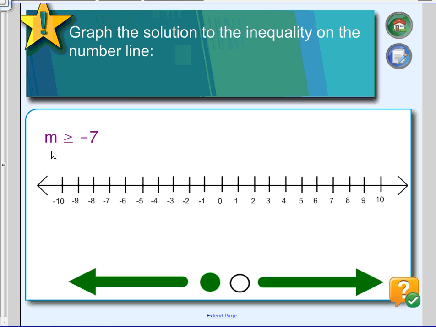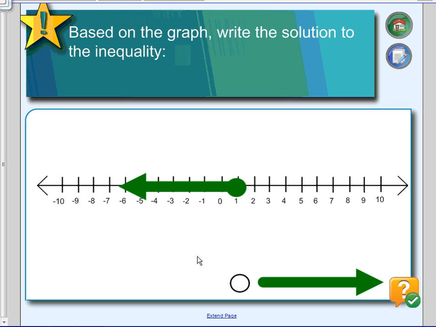Okay? All right. We're going to do one more example with this. We have m is greater than or equal to -7. So take a moment, think about whether or not it would be open or closed. If you thought closed, you are correct. Okay, and if the arrow will go to the left or the arrow will go to the right. So the arrow will go to the right, you are correct.